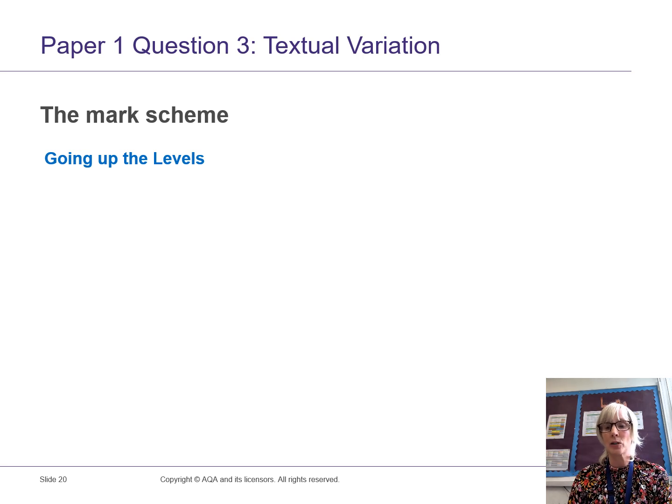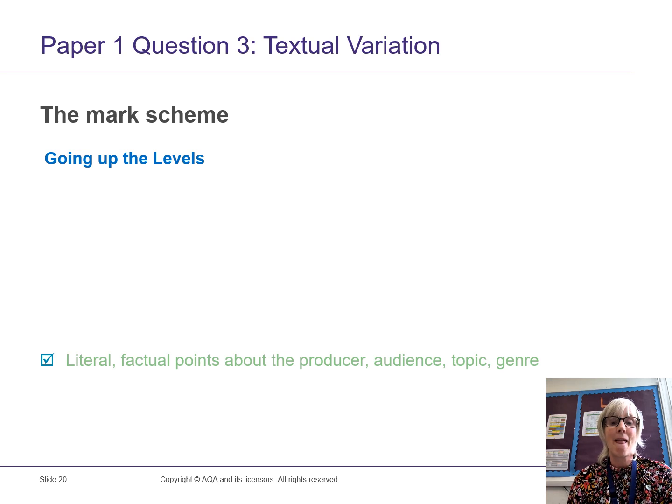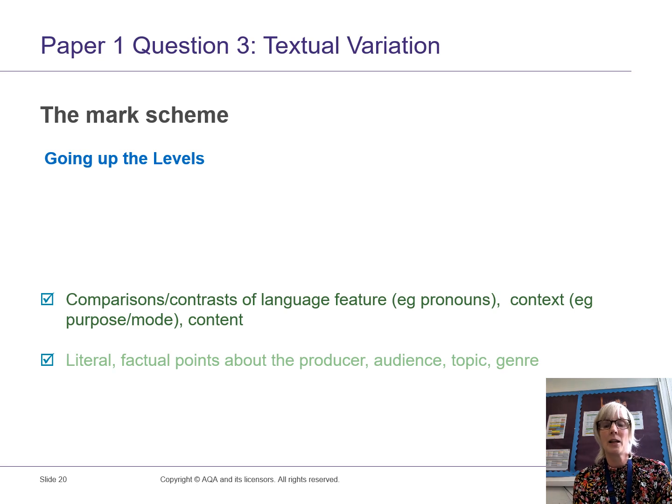So how are you going to go higher up the levels and produce a good question 3 answer? The most basic points of comparison are literal factual points. If you said one of these texts is from the Times Educational Supplement, one of them is from The Guardian, those are different producers. One has this audience, one has that audience. One has this topic, one has that topic. Those are literal points of comparison.